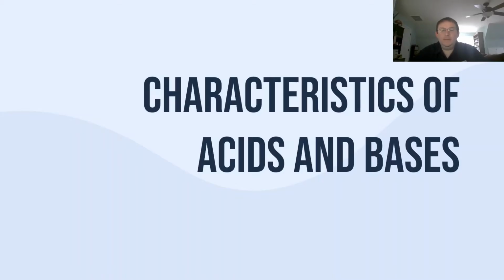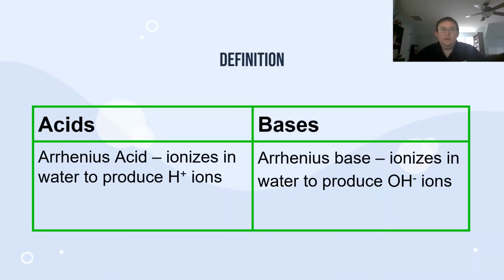Characteristics of acids and bases. This is part of a much larger high school chemistry unit on acids and bases. So let's first off start with a definition. Now there's more than just one definition for an acid or base, which might seem a little strange, but the only one that we're going to cover at this stage is the Arrhenius definition.